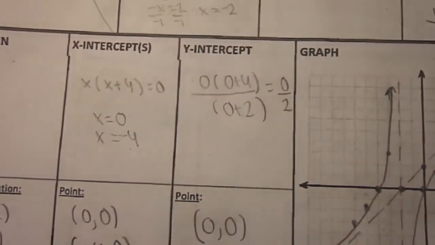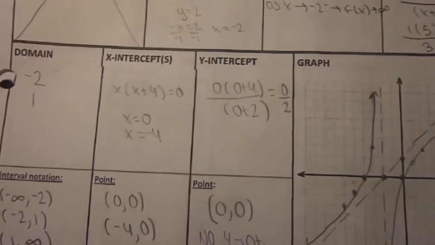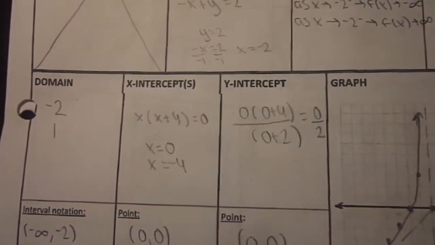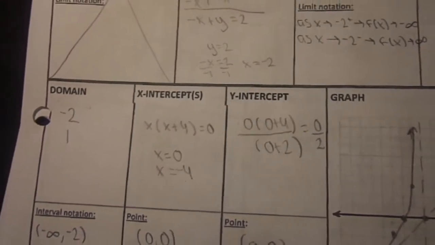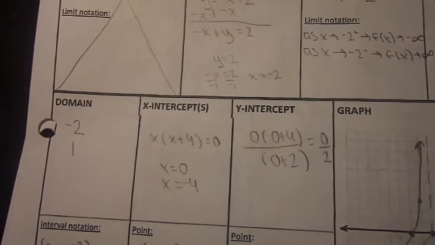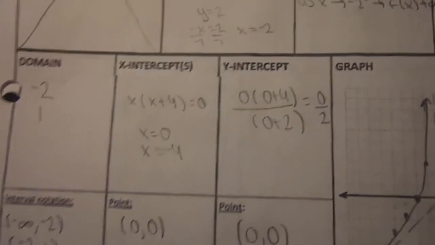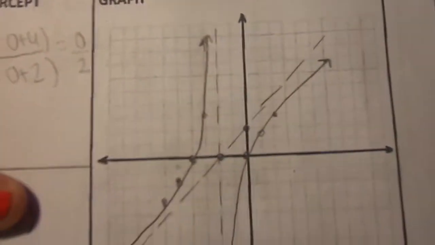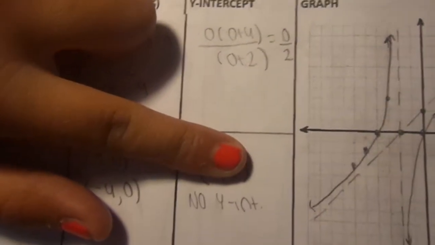To find my y-intercept, going back to the factored equation, ignoring our holes once again, I just plug in 0 for the value of x, so it ends up being 0 times (0 plus 4), which is technically 4, but 0 times 4 equals 0, over 0 plus 2, which is 2, so 0 over 2. So there is no y-intercept, so I do not plot a y-intercept.